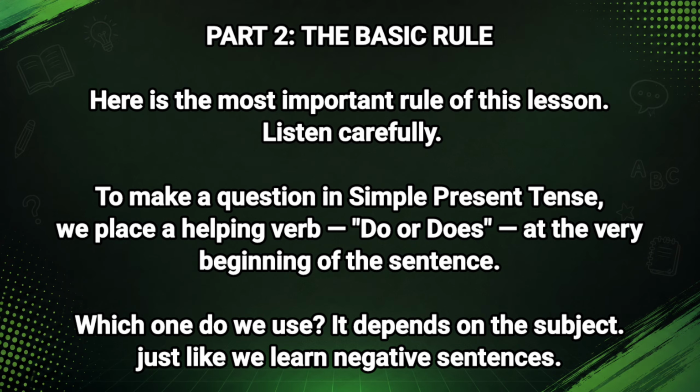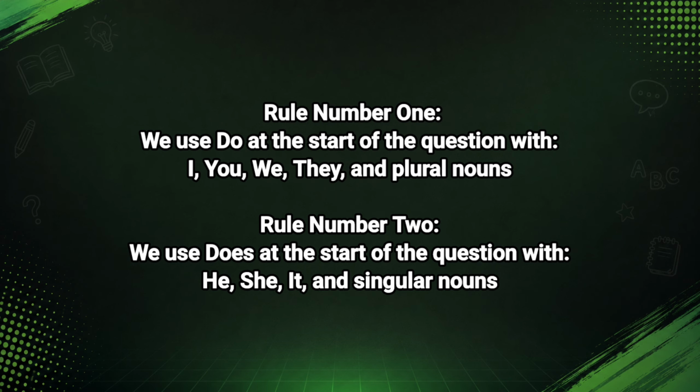Here is the most important rule of this lesson. Listen carefully. To make a question in simple present tense, we place a helping verb, either do or does, at the very beginning of the sentence. Which one do we use? It depends on the subject, just like we learned in negative sentences. Rule number 1. We use do at the start of the question with I, you, we, they, and plural nouns.